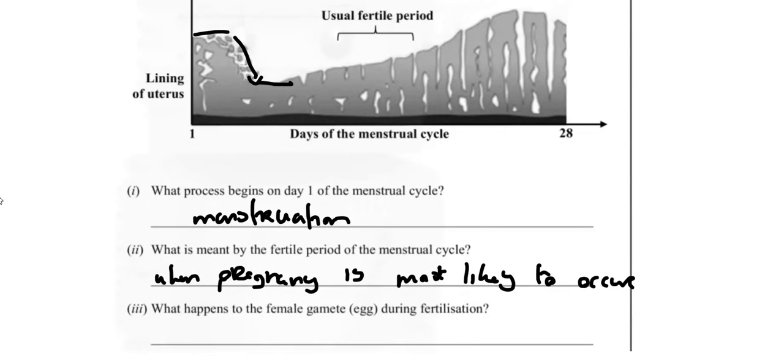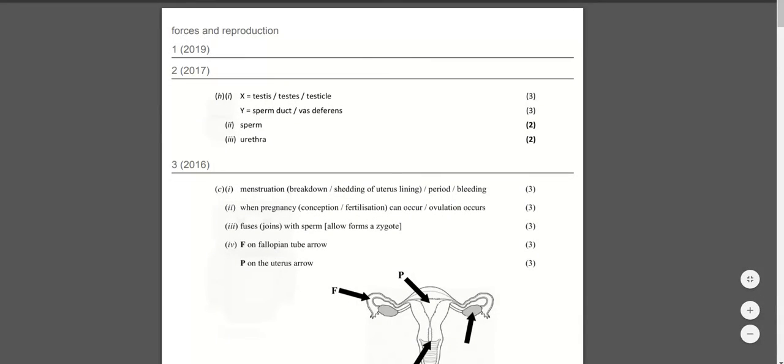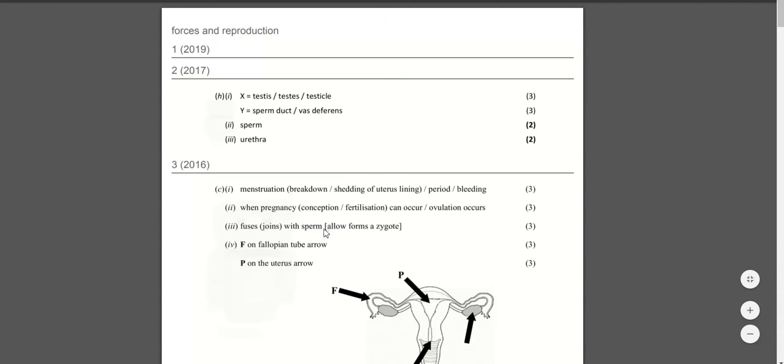Okay. What happens to the female gamete, the egg, during fertilization? I think what happens is the sperm fuses with it to become a zygote. Sperm fuses to the egg to become a zygote. Okay, let's see what the marking scheme has to say about that one. Fuses with sperm to form a zygote. Alright, that's grand. Okay, let's keep continuing here.